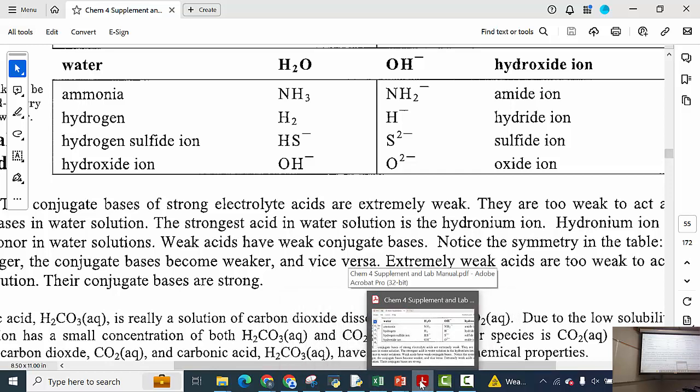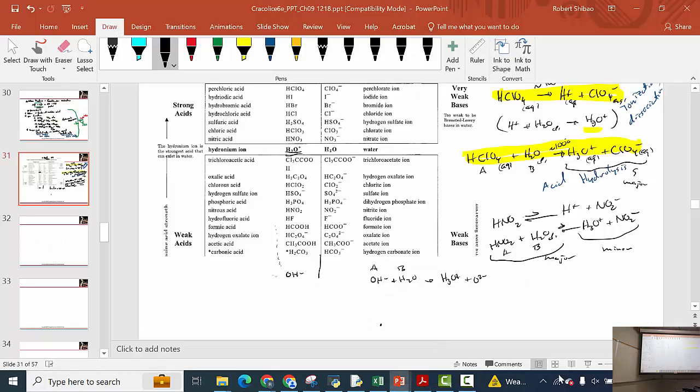It's so small. And so what we say here is this is too high of a hill to climb. So hydroxide is way down here, hydronium is way up here. Too high.